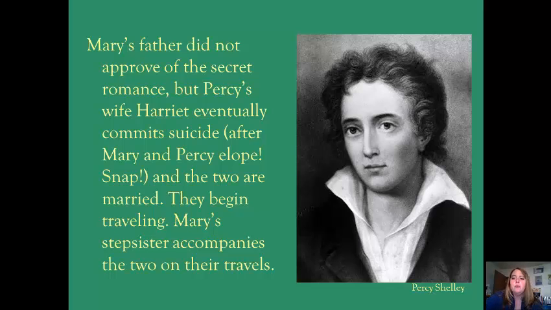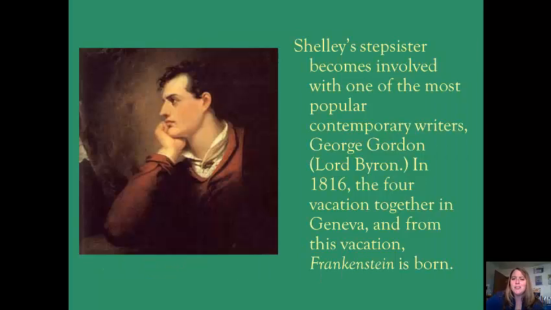Okay, so they go on a honeymoon and they bring her stepsister along, and that's only important because of who her stepsister's boyfriend is. Her stepsister's boyfriend is this guy named Lord Byron, and he's this super famous poet. So if Mary didn't have paparazzi following her around before, she basically has them following her around now because of who she's traveling with. And so Mary and Percy and Mary's stepsister and Lord Byron go vacation together in Geneva.